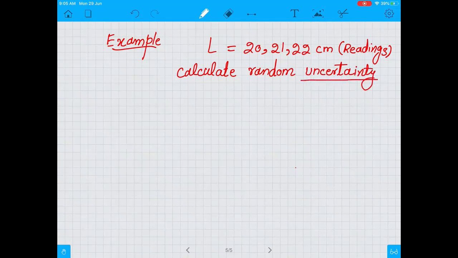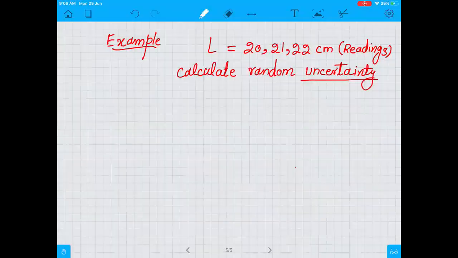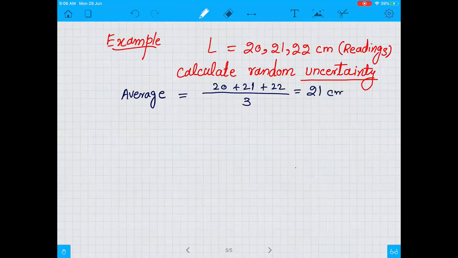Now the examiner asks you to calculate the random uncertainty. First of all, you need to calculate the average. The average of this data would be 20 plus 21 plus 22, and you see there are 3 values. The answer would be 21 centimeter.